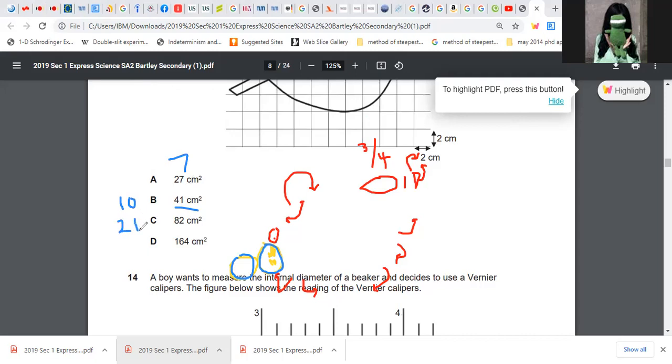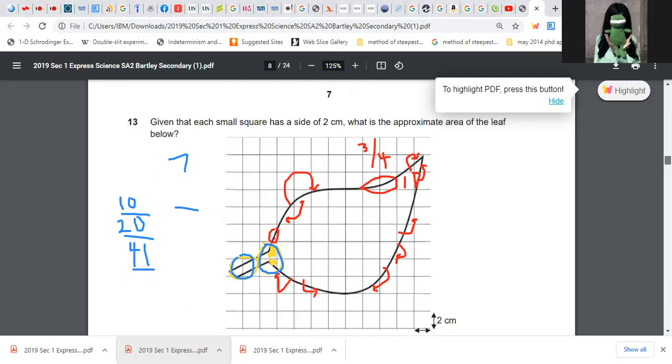Yeah. It's not 21, about 20. Then 164 divided by 4? 41. So this leaf is how many squares? Then you can quickly know. Okay. This leaf is how many squares? About how many squares? Estimation.